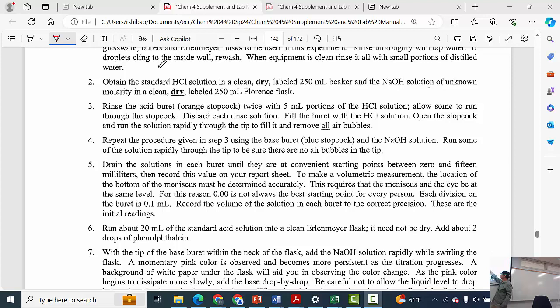Well, it's still pink, slightly. Okay, let's say it's been 30 seconds. So I have a pink color that lasted for 30 seconds. I'm done. Now I'm going to measure the final volume of acid and the final volume of base. And then that's it. All right, what am I going to do with that?